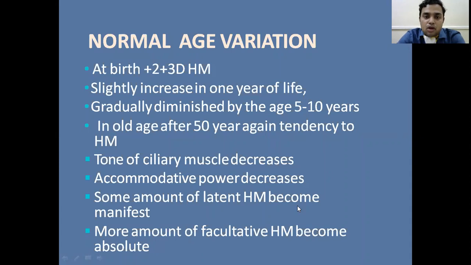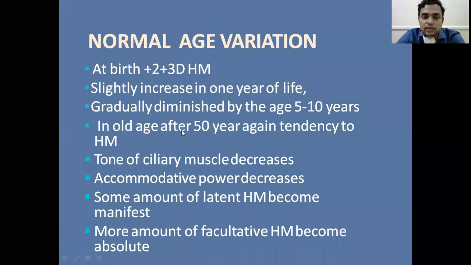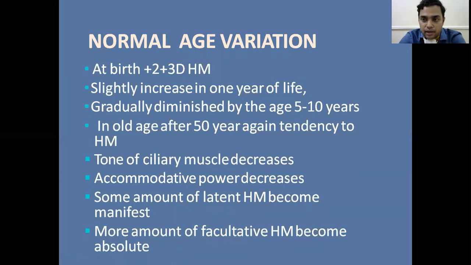So coming to normal age variations, at birth all the children are hypermetropes, that is they have +2 to +3 diopters of hypermetropia. This slightly increases in 1 year of life and gradually diminishes at the age of 5 to 10 years. In old age, after 40 to 50 years, there is again a tendency toward hypermetropia because of the decreased accommodative power of the ciliary muscle.